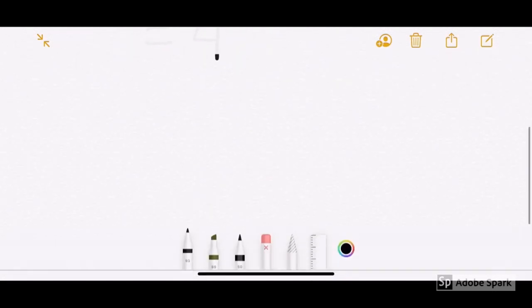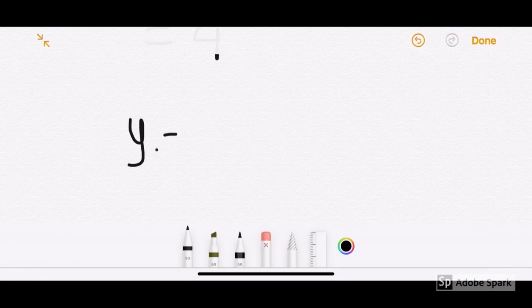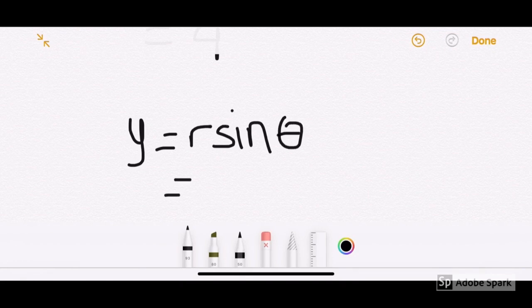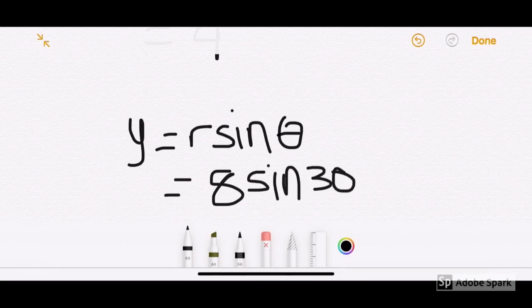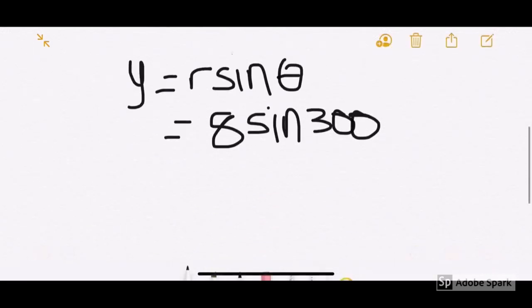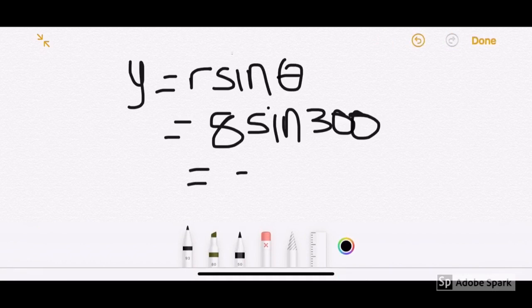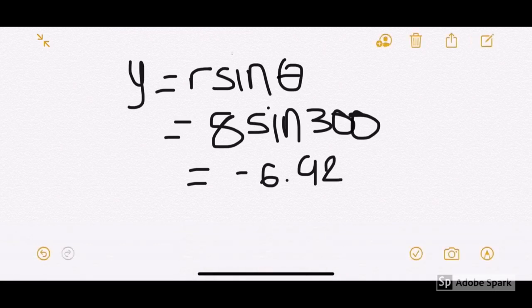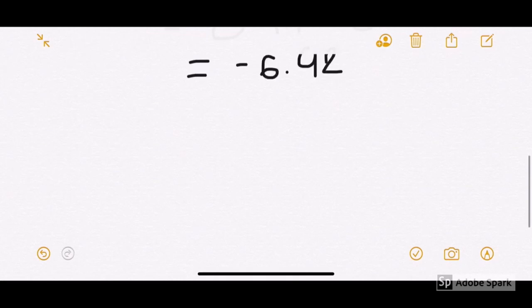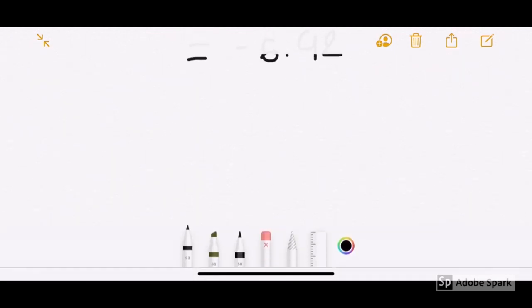So the next conversion formula we're going to use is y equals r sine theta. So then you're going to plug in the points, which is r and theta. So it becomes y equals 8 sine 300°. Then again, use your calculator to find the answer. It becomes negative 6.92. So now we have the answer for the first question, and that is the object is located at the rectangular coordinates (4, negative 6.92).